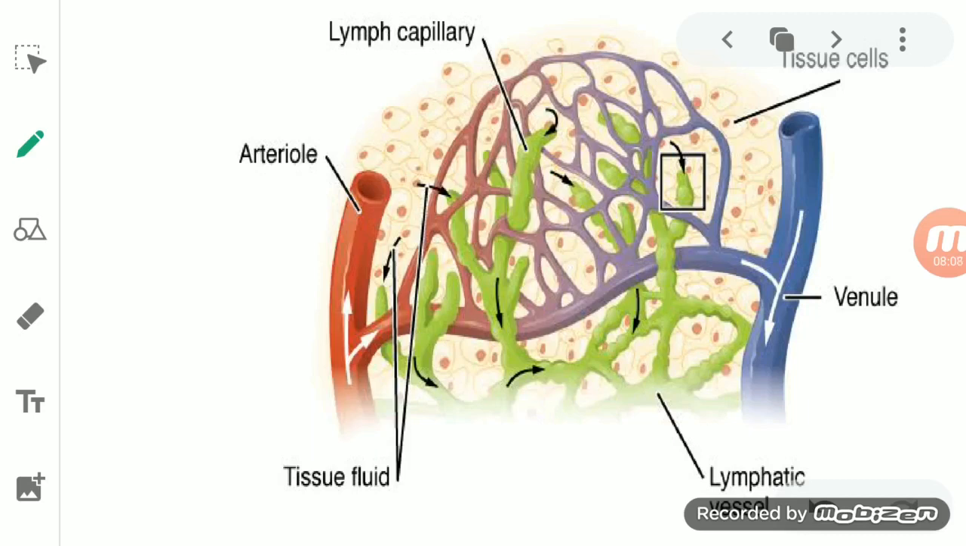Basically, lymph is formed when the blood moves from the arteries to the veins with the help of the blood capillaries. At that time, some of the fluid gets filtered off, and that enters into the lymphatic system, making the lymph. It enters into the lymph vessels, and since this lymph comes from the blood, its composition is very similar to that of the blood.